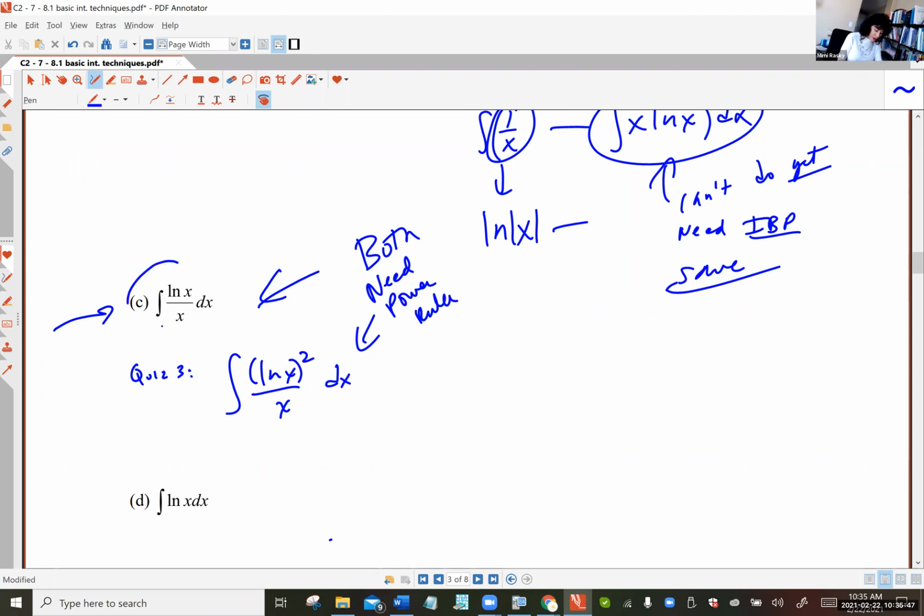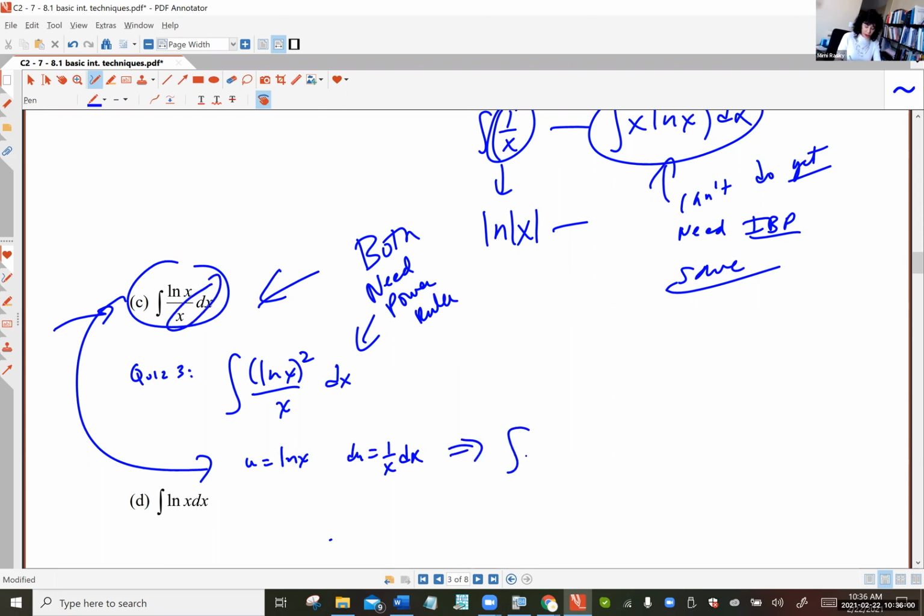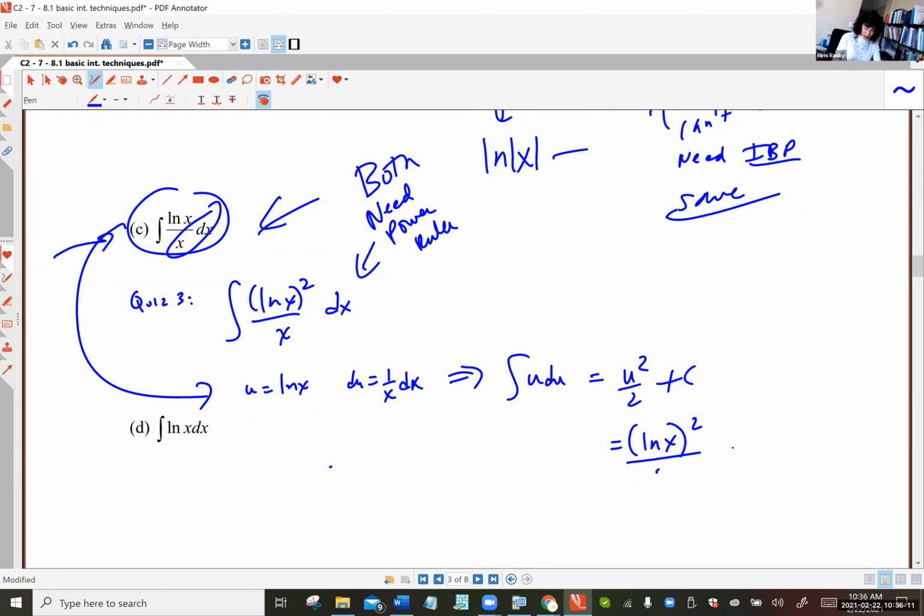So let's do the letter C first. If you let u be ln x, then du is 1 over x dx, which is already in the integrand. So when I rewrite that in terms of u's, I just have u du. The integral of that is u squared over 2 plus c. Then I put my u back in, and that's just (ln x) squared divided by 2 plus c, and I'm done.